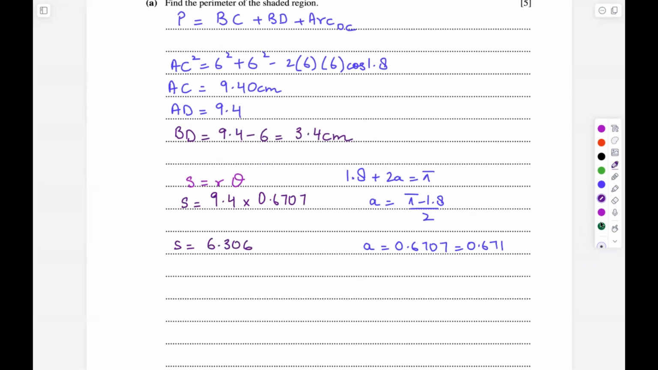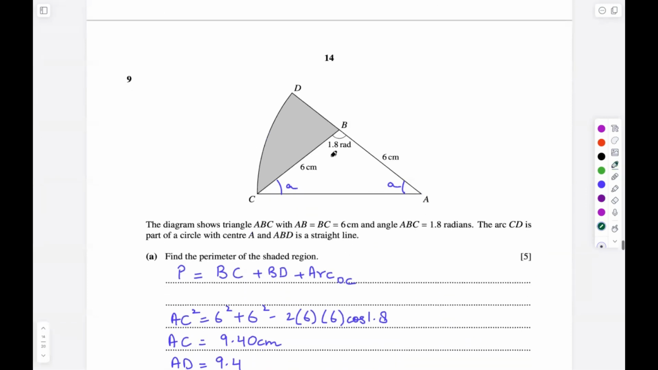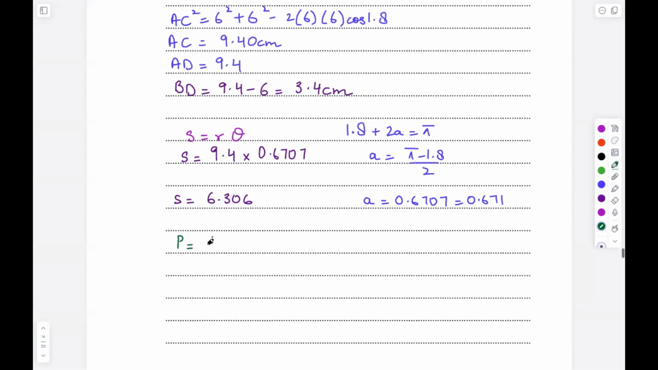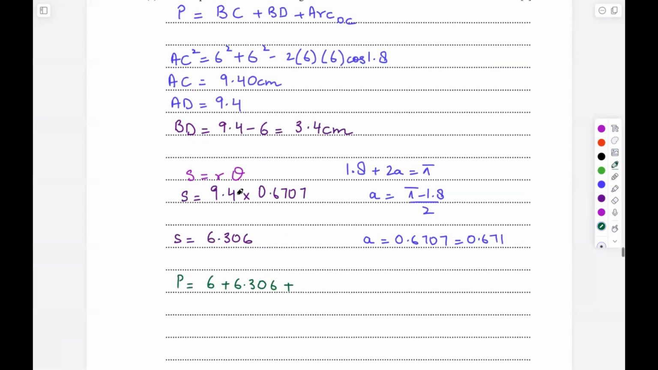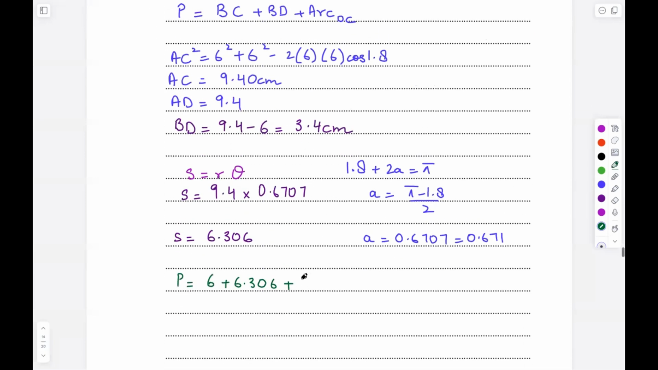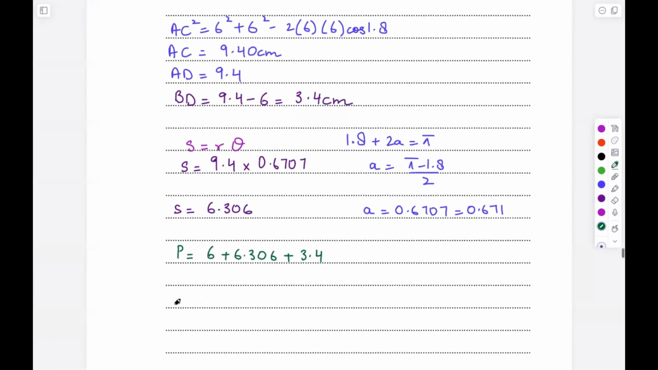So once we have all these three lengths, we can find the perimeter by adding the length of BC, which is 6. So this will become 6 plus 6.306 plus the length of BD, which was 3.4 centimeters. Adding these three up, the perimeter will be equal to 15.7 centimeters.